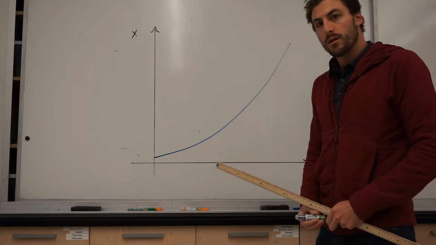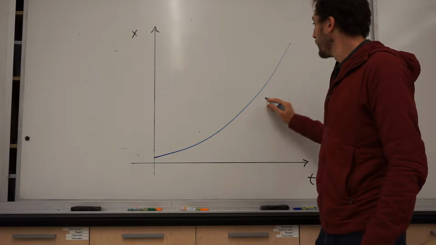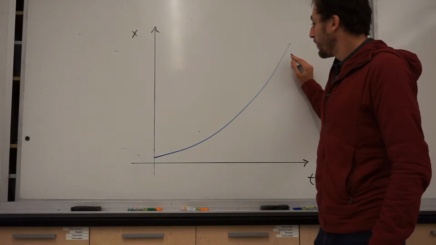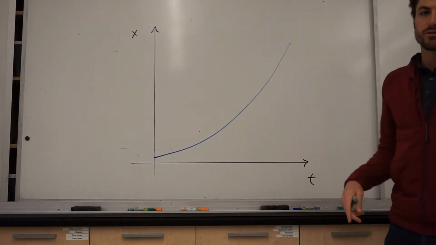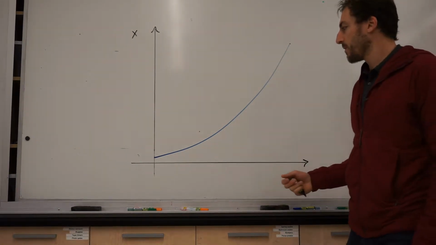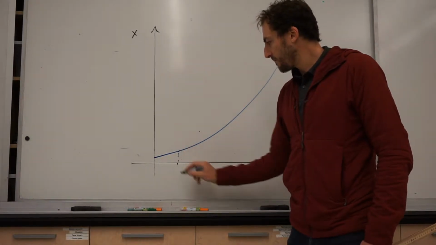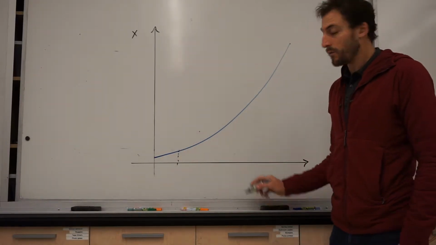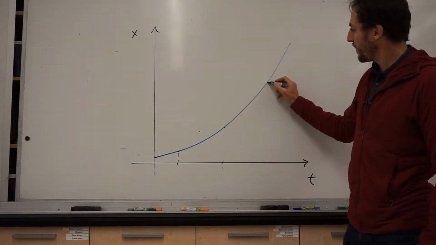Well, this has a changing slope. I want to know how the slope changes, because the slope on a position versus time graph will tell me the velocity. So that means I want to find out what the slope is at this time, and I want to find out what the slope is at a later time, and at another later time.